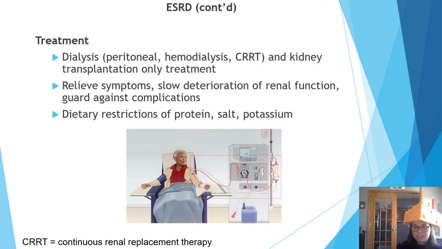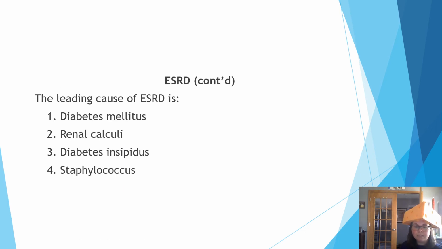End-stage renal disease is treated with dialysis, and kidney transplantation are the only treatments. So the main focus is to relieve symptoms, slow deterioration of renal function, and guard against complications. This would mean restricting the diet of certain proteins, salts, and potassium to give the kidney a bit of a break.